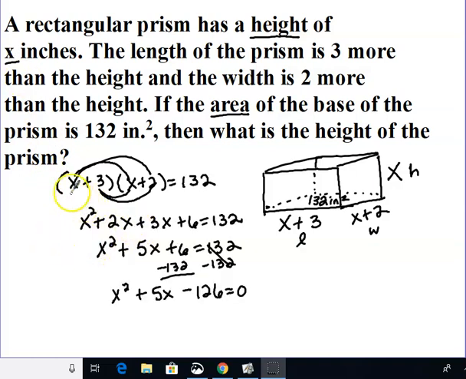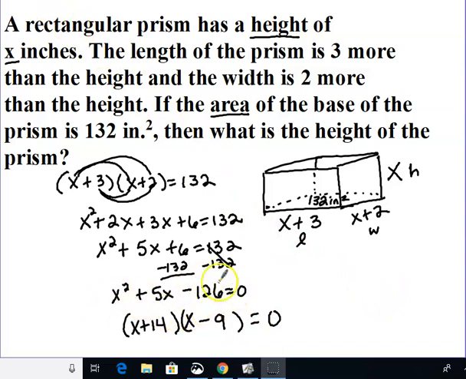Here's what I got. After I FOILed, I got x squared plus 2x plus 3x plus 6 equals the 132. Combine the 2x and 3x to give you 5x. And then we want this side to say equals 0. So we need to move the 132 to this side by subtracting. 6 minus 132 is a negative 126. So now I'd like you to pause the video again and factor x squared plus 5x minus 126.